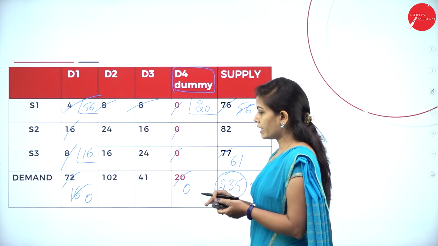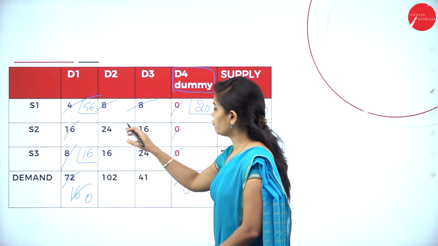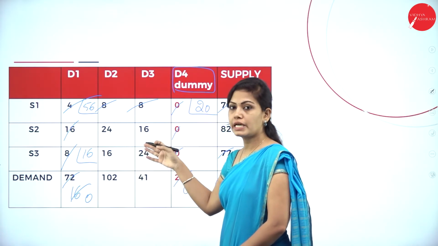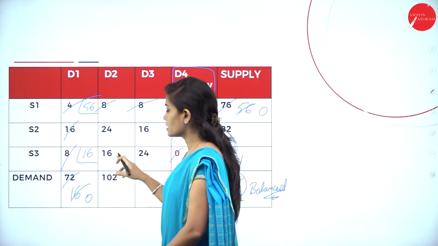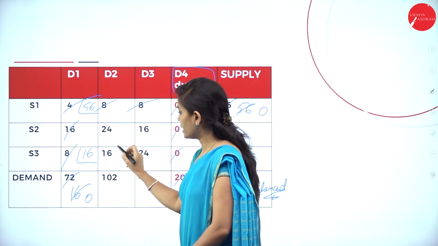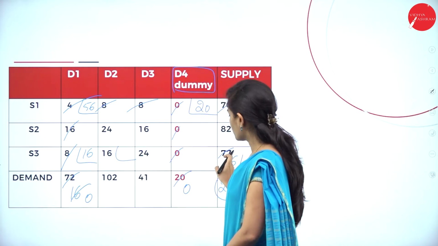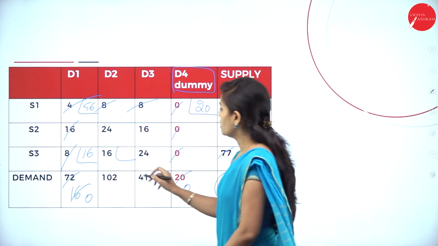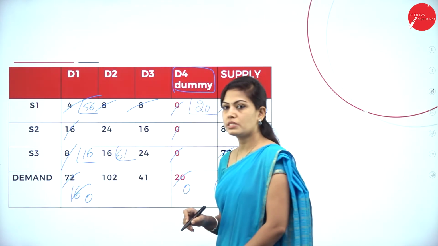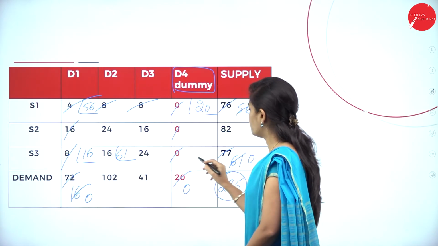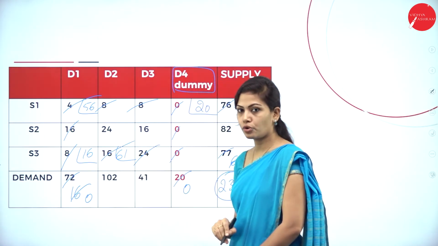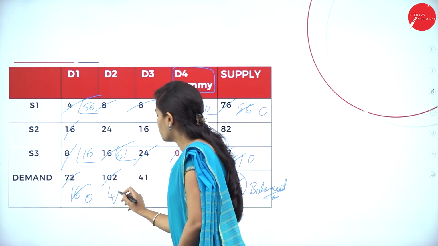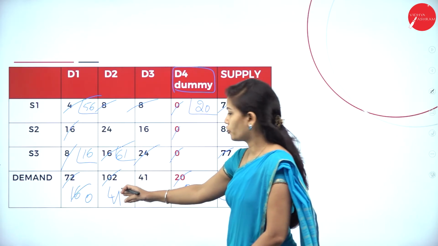And next select the least value. We have 4 values: 24, 16, 16 and 24. So 24 is higher than 16, so I will select 16 as my least value and select this cell. Comparing 61 and 102, 61 is lesser than 102. So I will allocate 61 to this cell. It will become 0, so I can cancel this entire row. 102 minus 61 is 41. So I have 41 here.